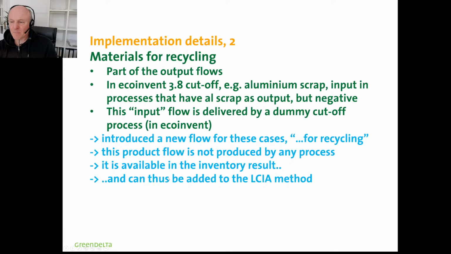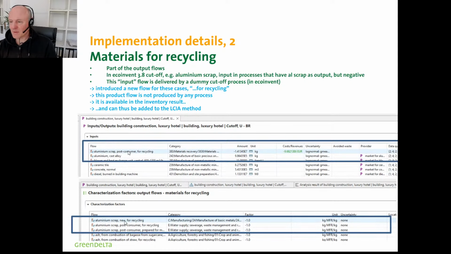We changed this, so we have a new flow for recycling that is not produced by the process. Therefore, you see it then in the inventory calculation result. And then you can also add this flow to an LCA method, so to an impact assessment method, and get results for it. You see this here. This is now what we did. Cutoff is not correct, sorry, it's now called 15804, but this was the intermediate state. So this is for recycling, same luxury hotel process, same amount. Also, we kept it negative.